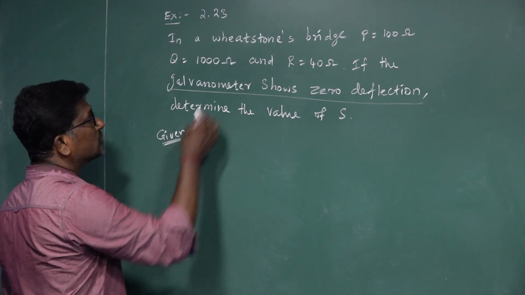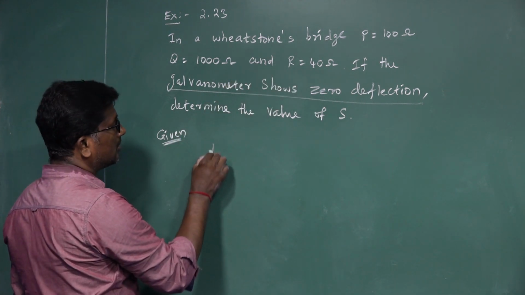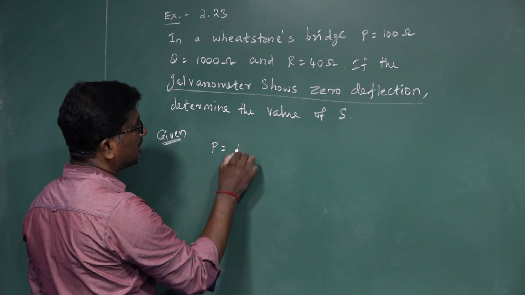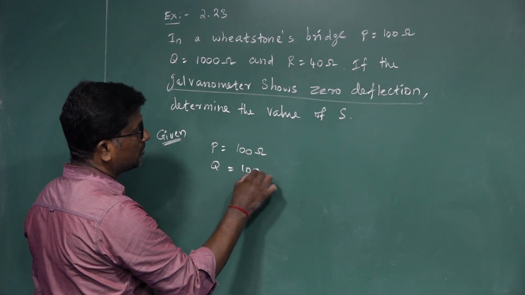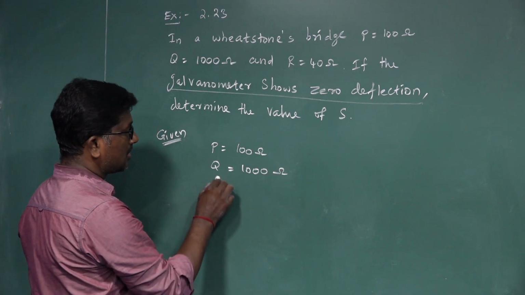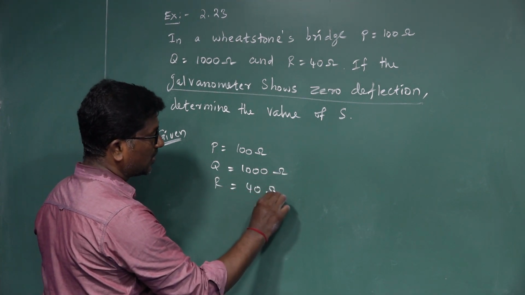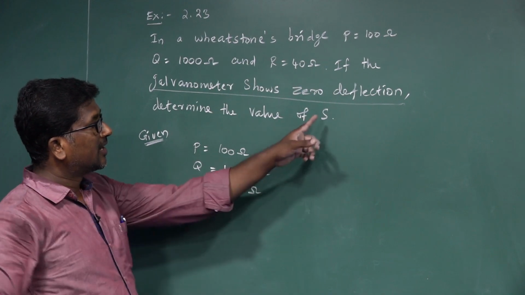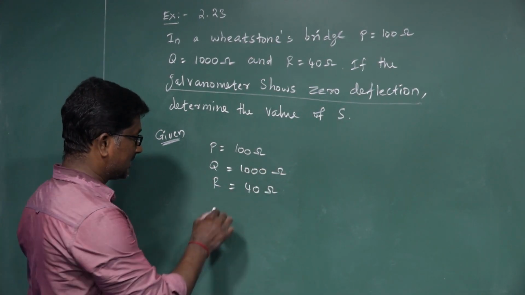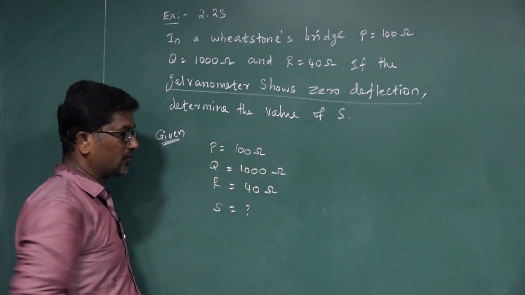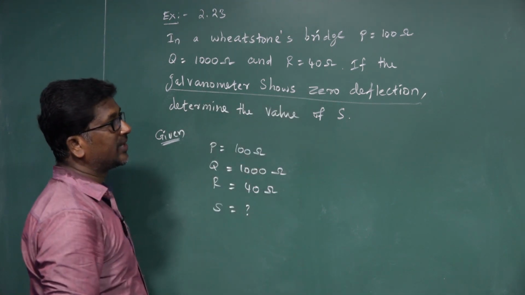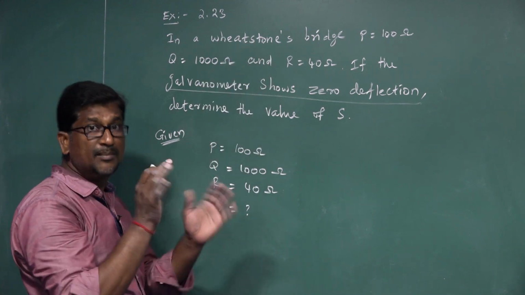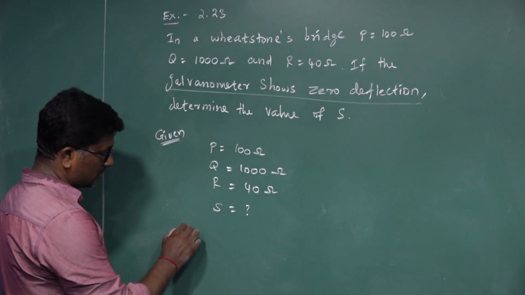The given values in this question are P is equal to 100 ohm, Q is equal to 1000 ohm, R equal to 40 ohm. What we want to find out is the unknown resistance value, that is S. Here the galvanometer shows zero deflection, so the Wheatstone bridge is in balanced condition. Solution.